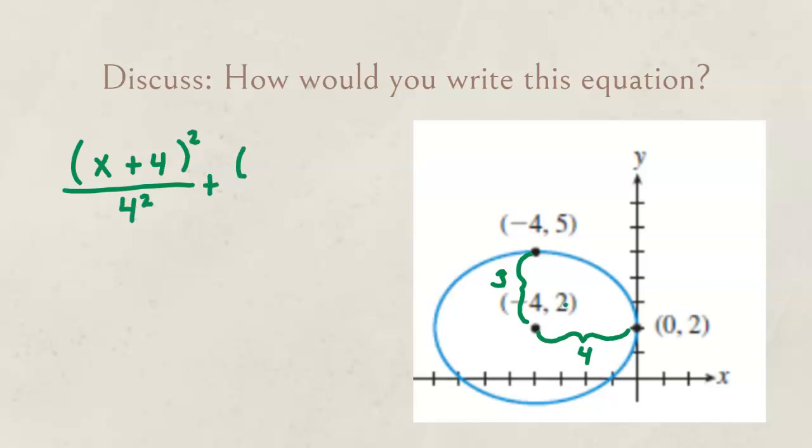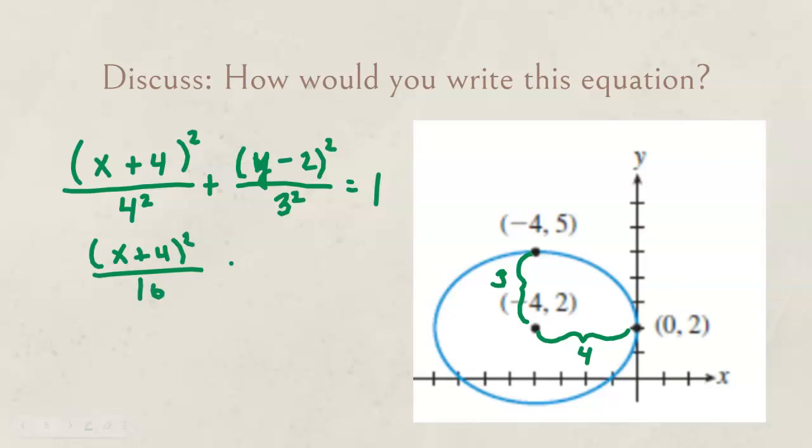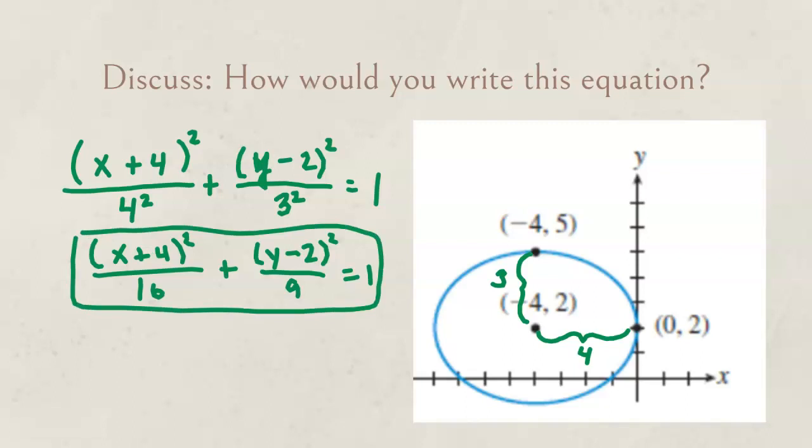Plus, and then the y coordinate of my center is positive, so I'm going to make it y minus 2, and that would be over 3 squared. And with an ellipse, it's always equal to 1. So this would be x plus 4 squared over 16 plus y minus 2 squared over 9, and that's equal to 1. So that's how I'd write an equation for an ellipse if I have a graph of an ellipse.